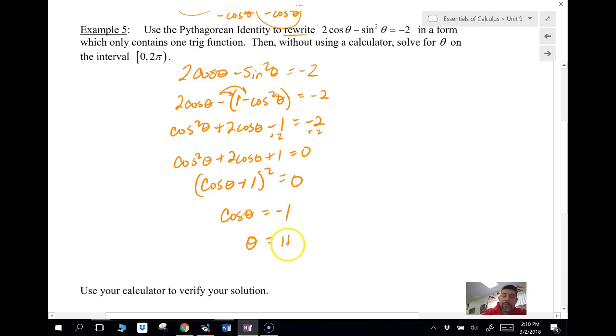We look on the unit circle, and that's only in one place between 0 and 2 pi, and that is at pi. All right? So you can use your calculator to verify that if you would like, but that is some basic trig that you are going to need for the AP exam.